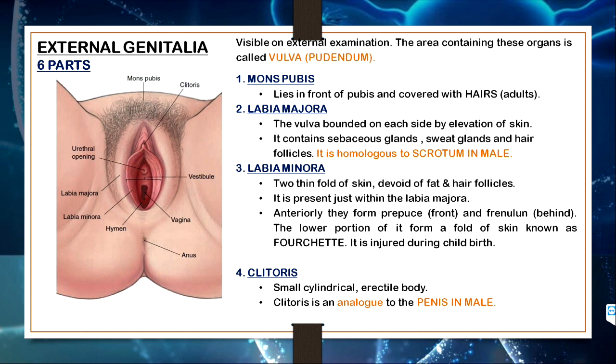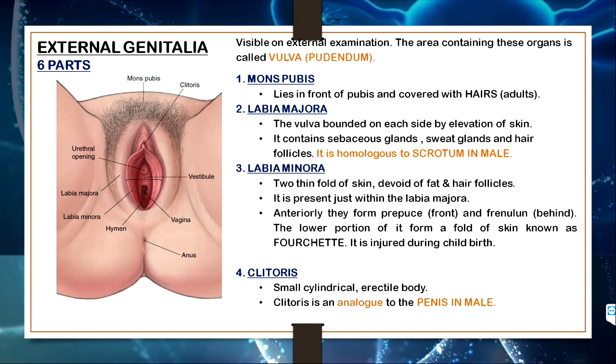So first is mons pubis. As you can see from the diagram, on the top it is written mons pubis. So it is the front part of the pubis, and generally it is covered with hair in adult females.